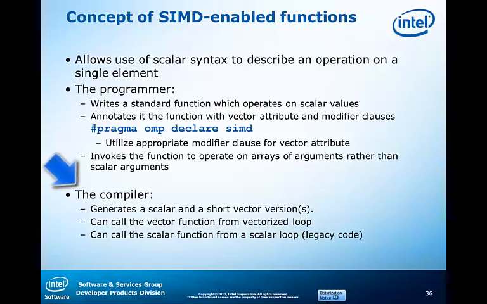The compiler's responsibility is to generate short vector versions of the function that can operate on multiple elements at each invocation. It also generates a scalar version that can be called by single iterations of a scalar loop. It invokes the function iteratively, applying multiple elements at a time until all elements are processed.